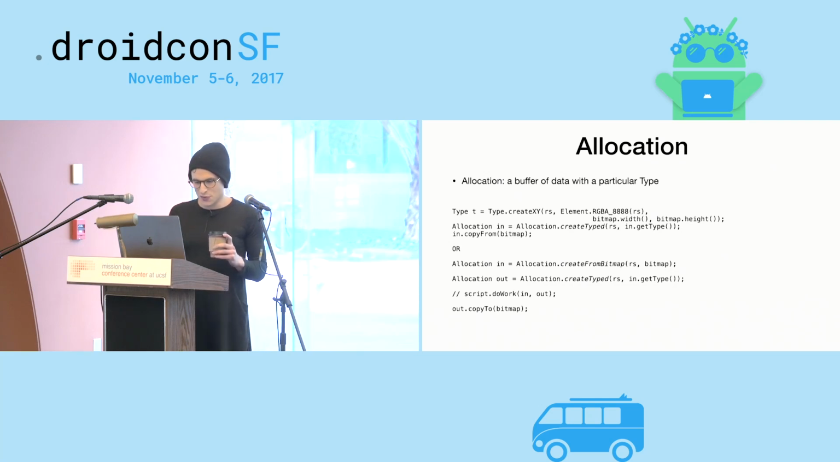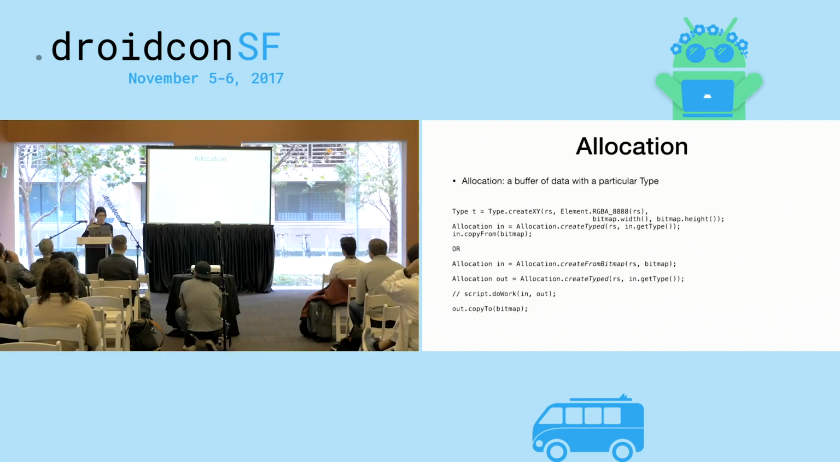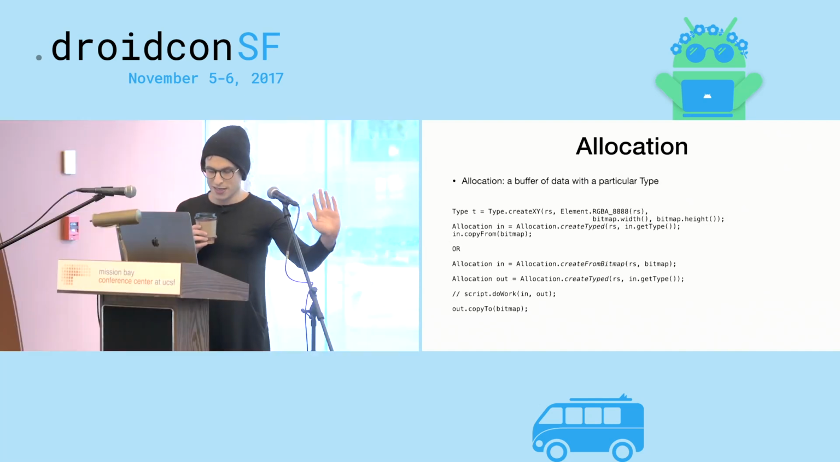The first top two parts both create an allocation and do the same thing. At the top, we're creating a type of this particular size from a bitmap. We're saying that it has a bitmap type element, and then we are going to create an allocation, just mallocing some memory, and then we're copying the pixel data in.